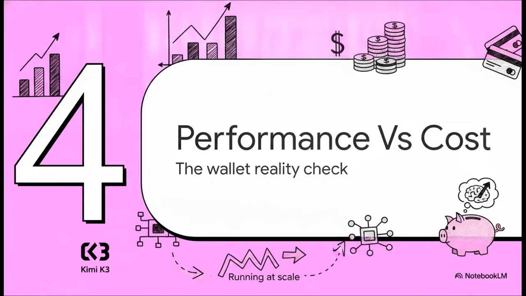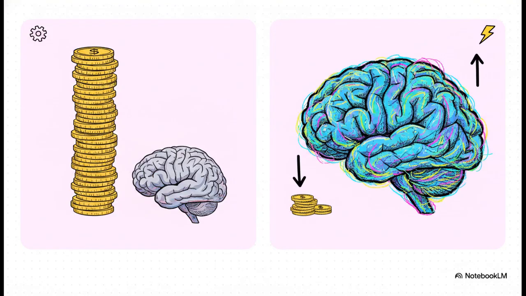Moving to Section 4, Performance versus Cost, the Wallet Reality Check. Let's pivot smoothly from high-minded benchmarks to practical economics, because frontier performance only matters if you or your business can actually afford to run the thing at scale. And this is exactly where Moonshot's sparse architecture really flexes its muscles.